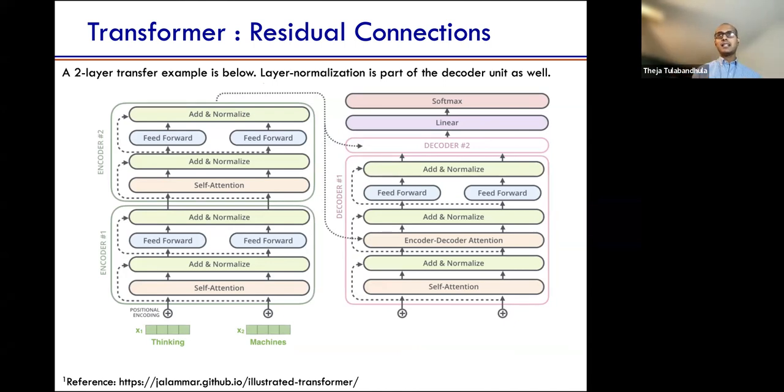We have gone through most of the details of the encoder. The only thing remaining is that the decoder has almost the same parts except for one extra thing, which is the encoder-decoder attention. We'll see how the decoder works, because it has to work very similarly to how it worked in the RNN case. It has to generate one word, and then another word, and then another word, and so on.